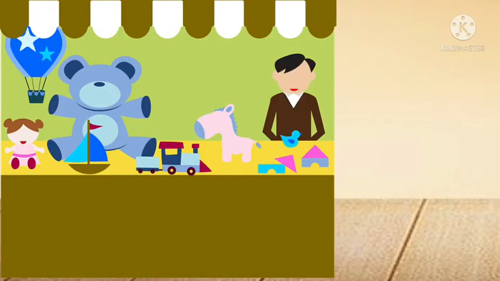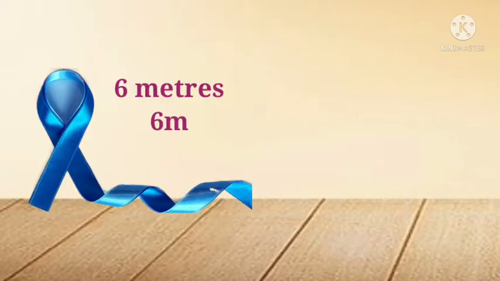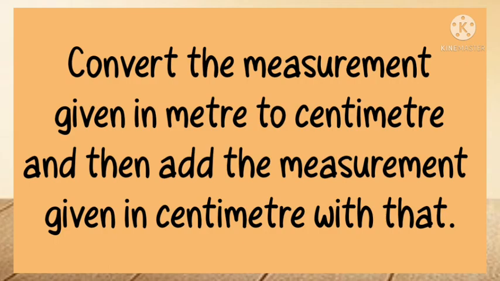Just imagine that you are in a shop to buy a few decorative items. You need to buy 6 meters long blue ribbon and 56 centimeters long red ribbon. How much do you buy in all in centimeters? So, here we have to find out the answer in centimeters. At first, we have to convert meter into centimeter and then add the centimeter to get the answer.